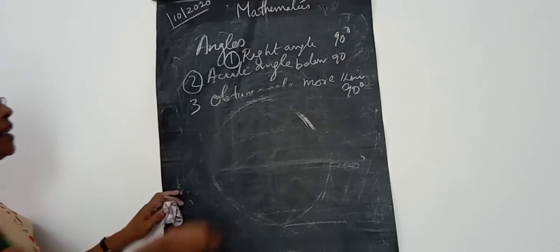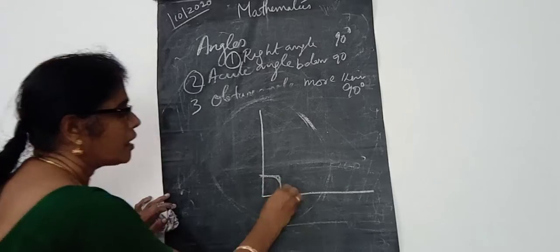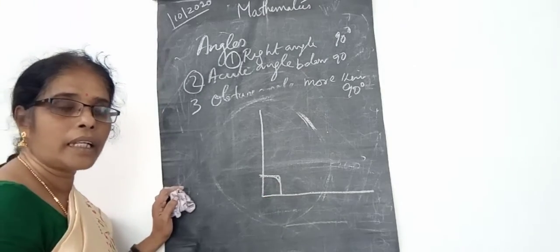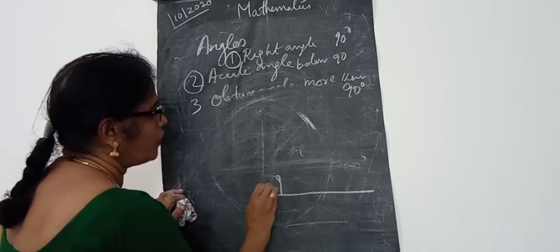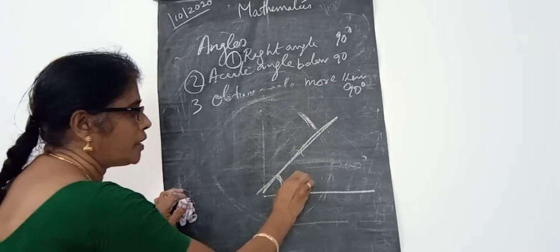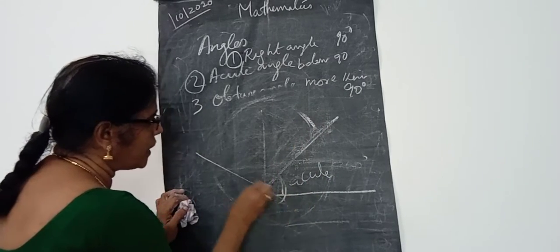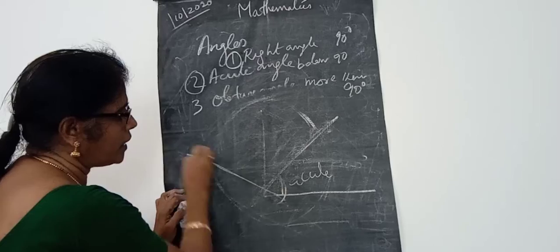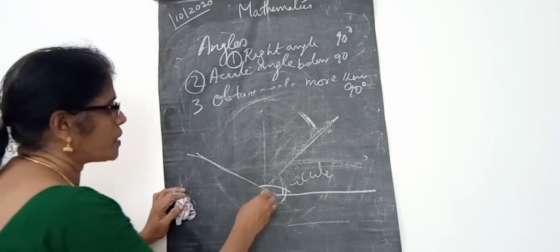So a 90 degree angle is a right angle. Below 90 degrees, that is an acute angle. This one is an acute angle. And more than 90 degrees, that is an obtuse angle.